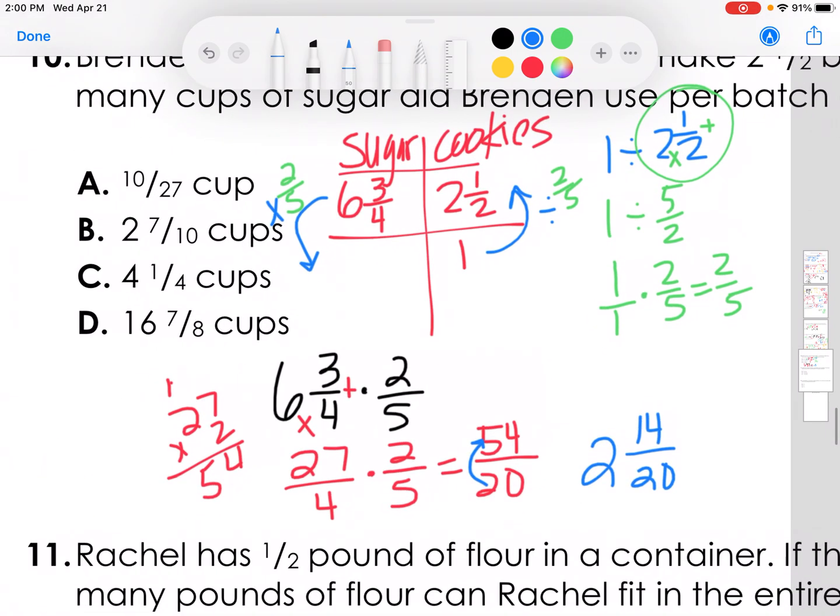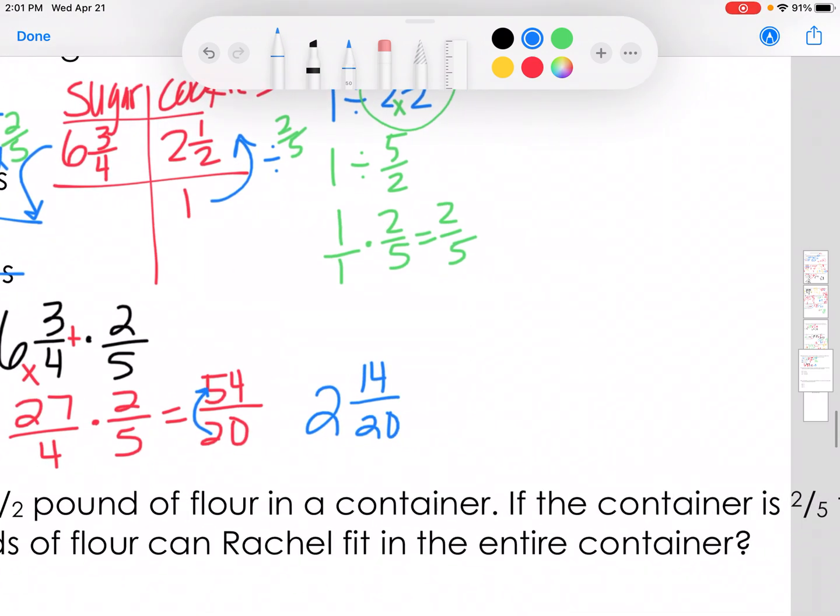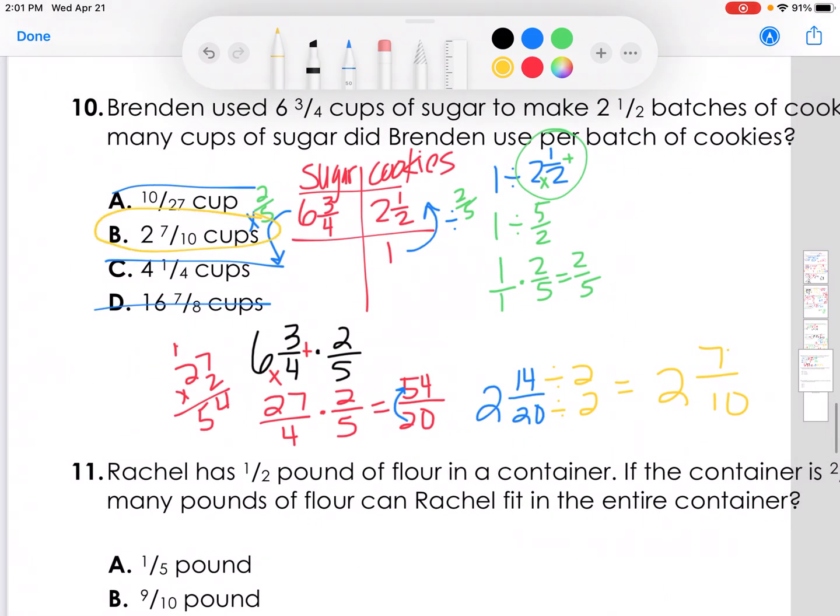So now I'm going to look at my answer choices, see what I can eliminate. I know my whole number is 2, so I think it's B. So let's see why it's B. So I'm pulling out my greatest common factor, which is 2. And I'm left with 2 7/10, because 14 divided by 2 is 7, 20 divided by 2 is 10, which is exactly what it says in the answer choice.